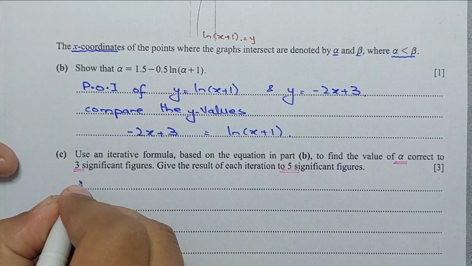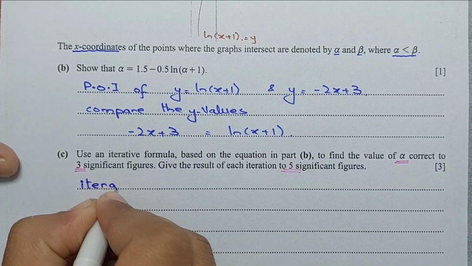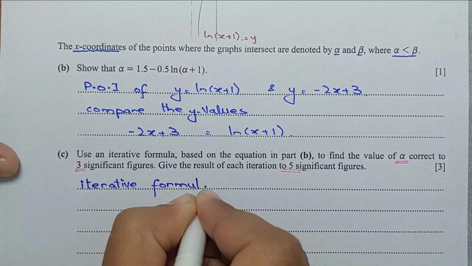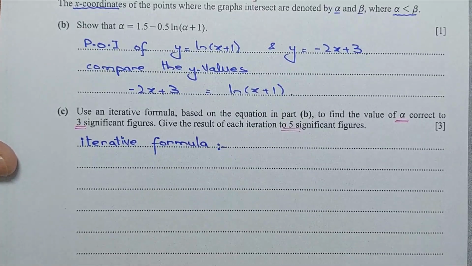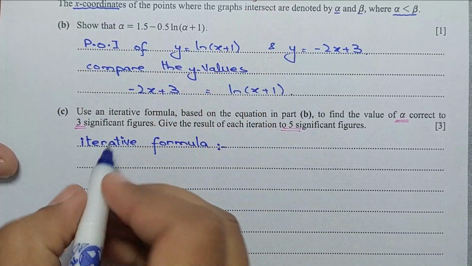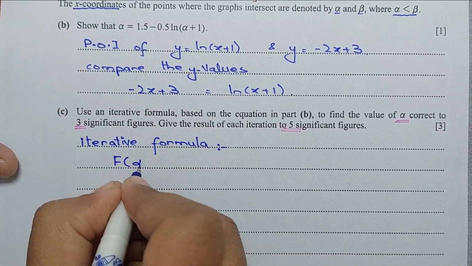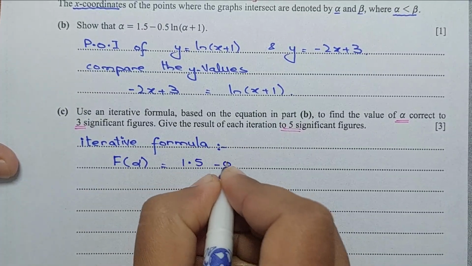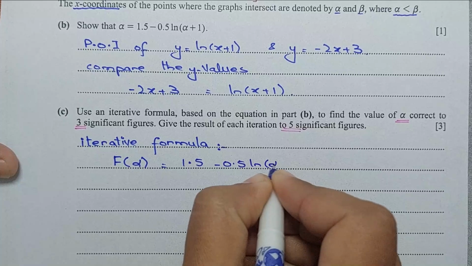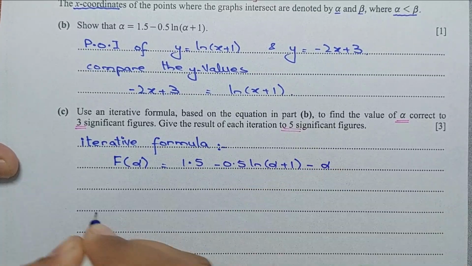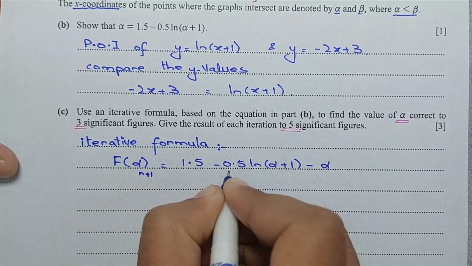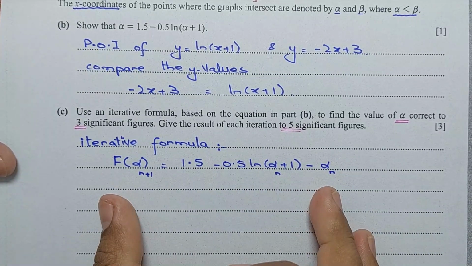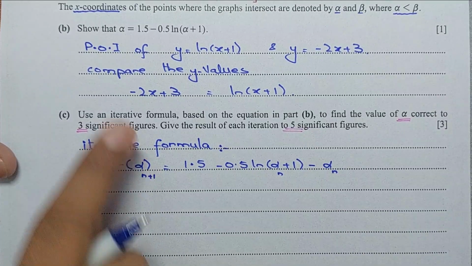So the iterative formula is, here we are dealing with alpha, not with x, right? So we have to shift the alpha to the other side, and we can say the function f of alpha is 1.5 minus 0.5 ln of (alpha plus 1) minus alpha. This is alpha n plus 1, and this would be just n. In the subscript you have to write n, and this is n plus 1. This would be the iterative formula for the function of alpha.